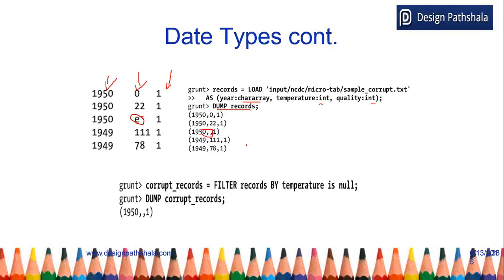Right, so to figure out corrupt records is pretty simple. You can just filter out the nulls and that will give you the corrupt records.